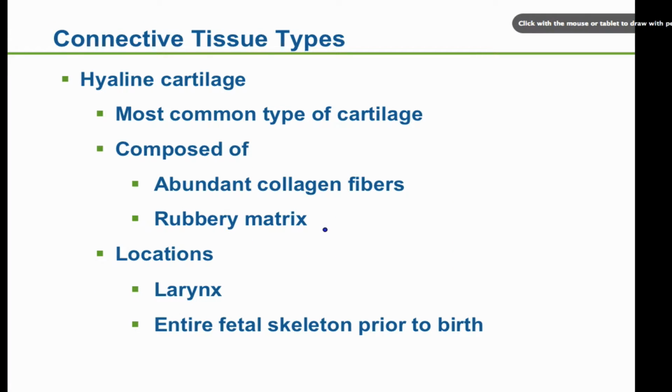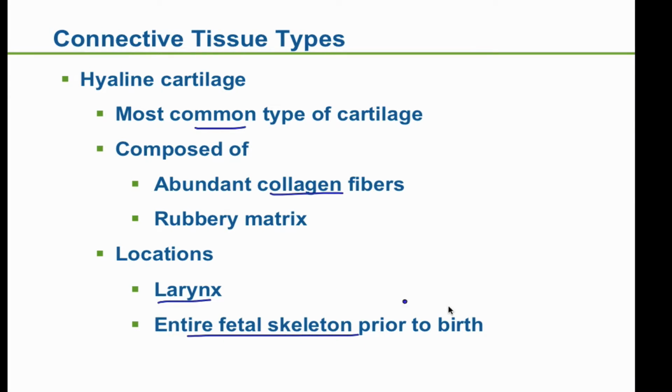The next up is hyaline cartilage. Hyaline cartilage is the most common type of cartilage. It's abundant in collagen. The locations are the larynx and the entire fetal skeleton. Obviously prior to birth, because that means that's fetal. So the fetal skeleton and then the larynx, and it's very abundant.